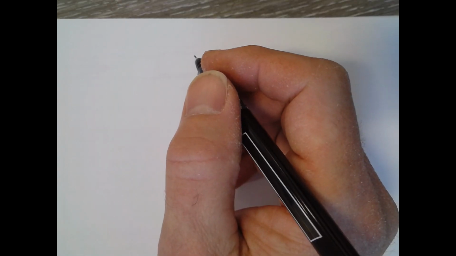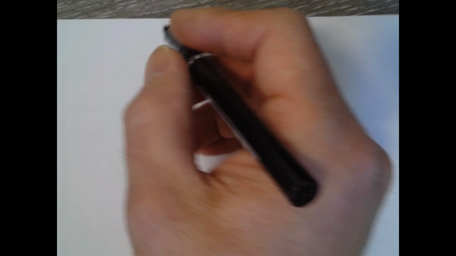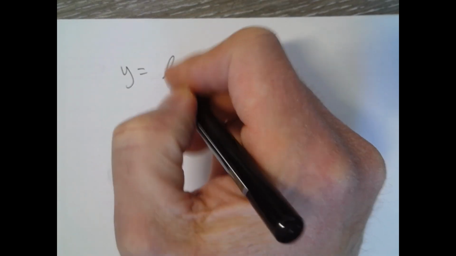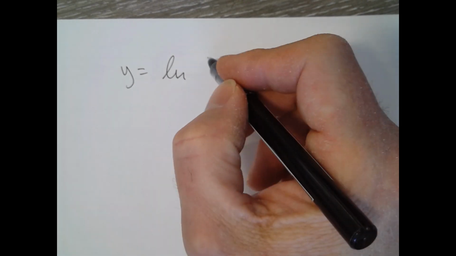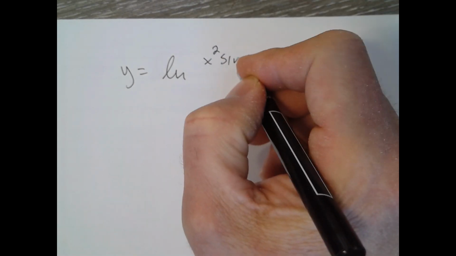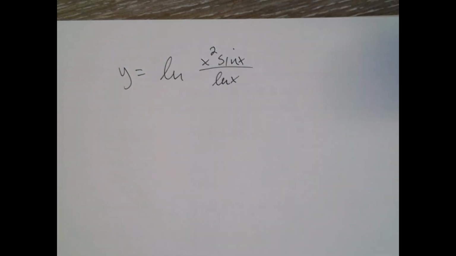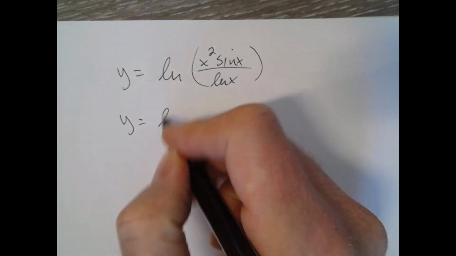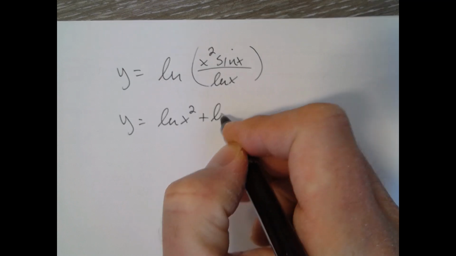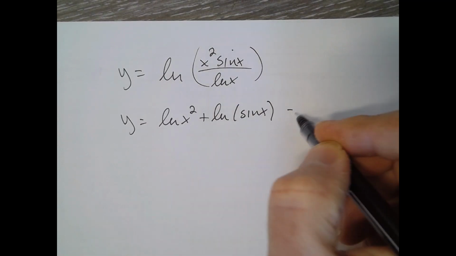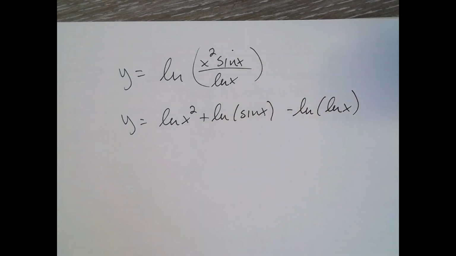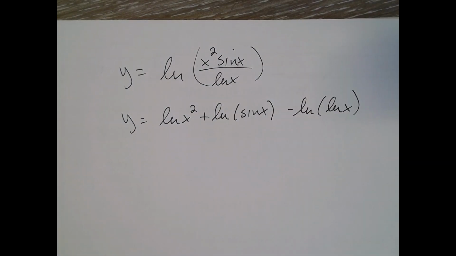Alright, so I'll talk about the partial fraction on the first page, but the derivative on the second page. If you have y equals natural log of x squared sine x over, I don't know, natural log of x. If you're trying to find the derivative of that, it'd be better to just use our log properties first before you do the derivative. So just rewrite it using natural log of x squared plus the natural log of sine x minus the natural log of x. Okay, do those log properties look familiar?